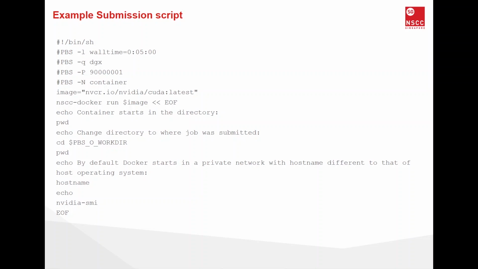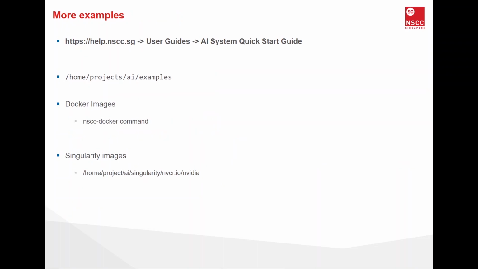The part between the two EOFs is the one which you need to change if you want to put a different image instead of nvcr.io/nvidia/cuda:latest. You can choose your own Docker image there.